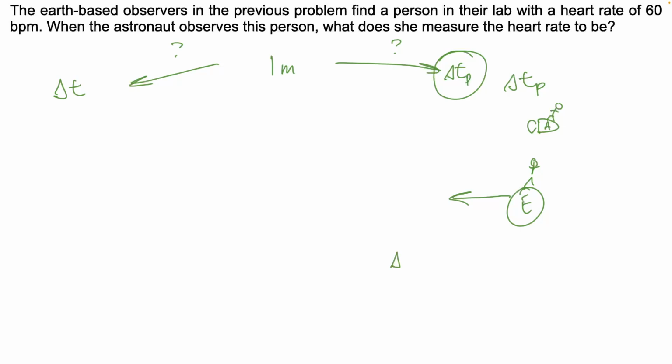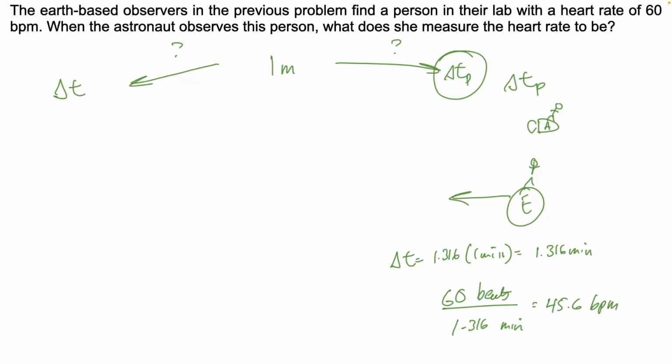To find out what the astronaut measures, take our gamma factor, 1.316, and multiply it by our 1 minute, and we get 1.316 minutes. What's the thing that has to be the same? Number of beats. 45.6 beats per minute. So that is a very healthy lab technician, probably running ultra marathons or something.